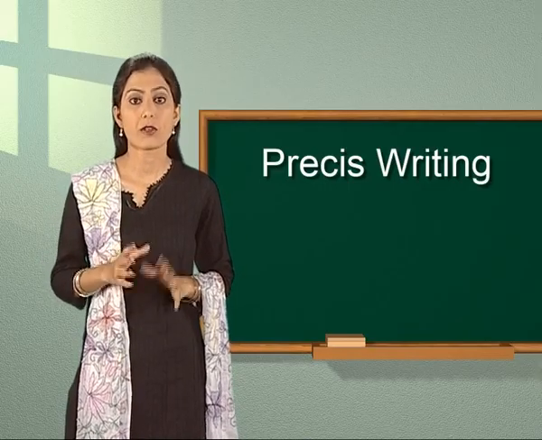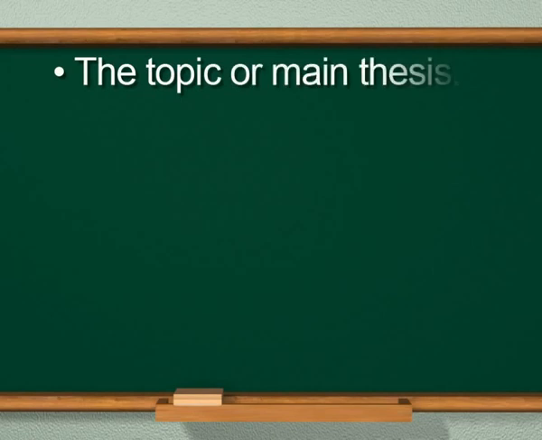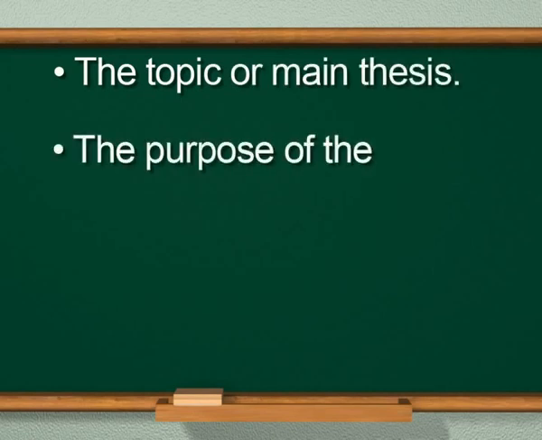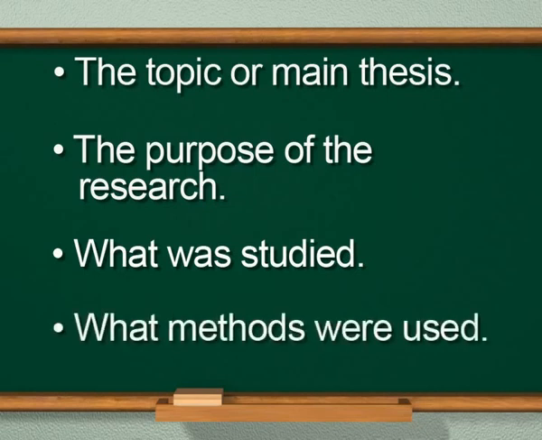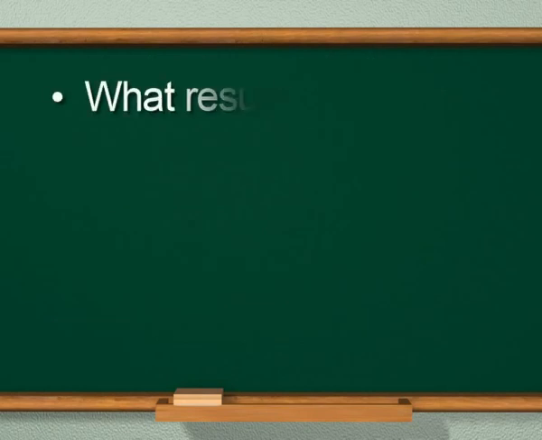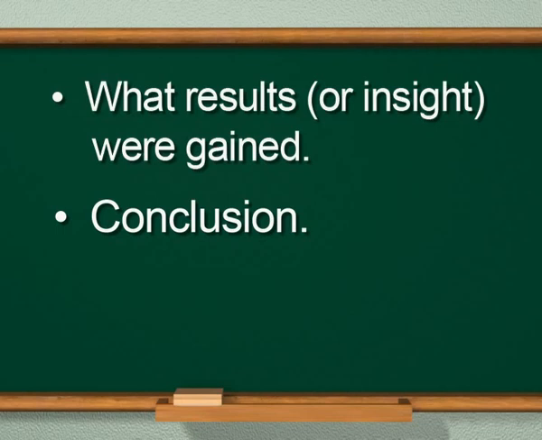Now note some more tips for writing precis. Precis should include the topic or main thesis, the purpose of the research, what was studied, what methods were used, what results or insight were gained, and conclusion.